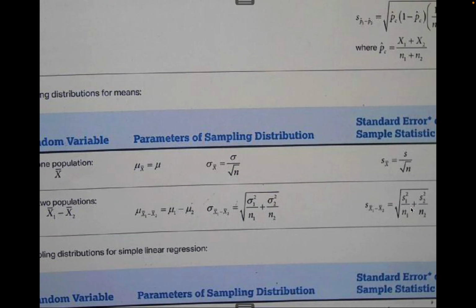Yes, just like before, that standard deviation formula is only going to work if both the sample sizes are less than 10% of their respective populations. It's approximately normal for the same reasons that it was yesterday, okay?